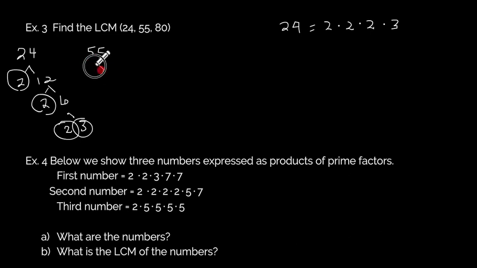So 55 is 5 times 11. We already hit prime numbers. So I'm going to write that over here. This is what you're going to do as well. 5 times 11. And then we're going to do 80.